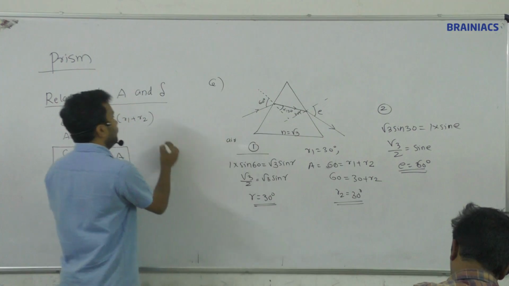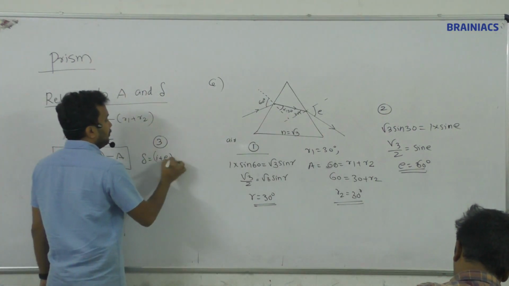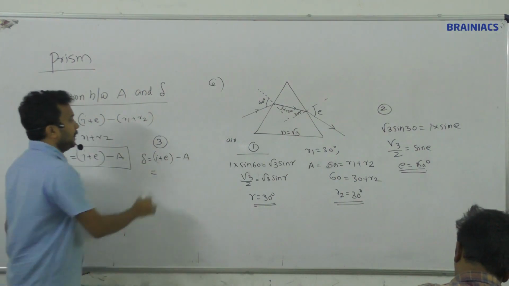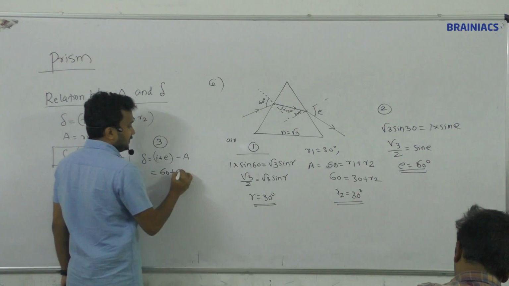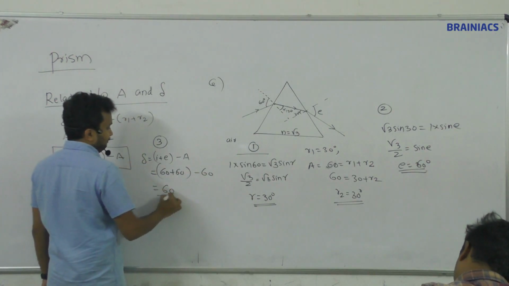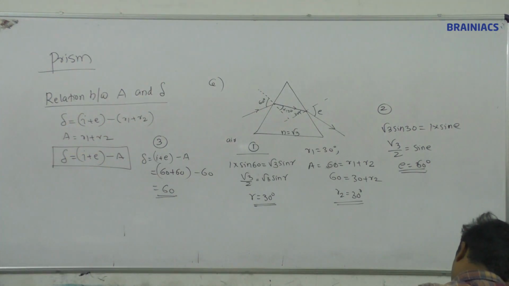So emergence is found. Third step, delta equals I plus E minus prism angle. I, the angle of incidence, is 60. Emergence is 60. Prism angle is 60. Answer is 60. So all are 60 degrees. Clear? Both are 60 degrees is the correct answer.